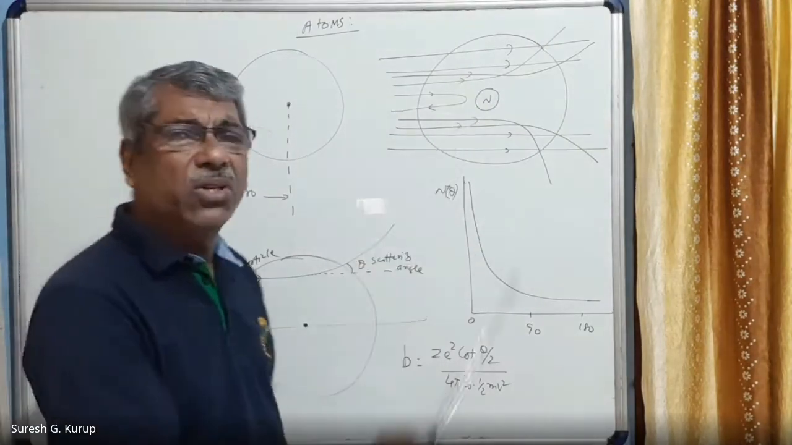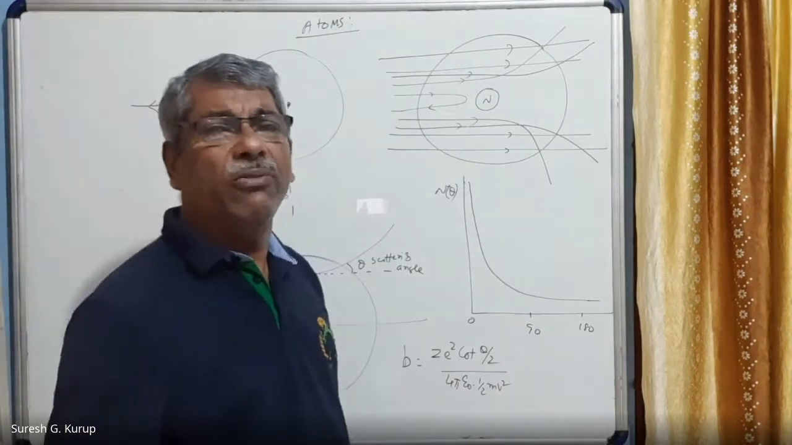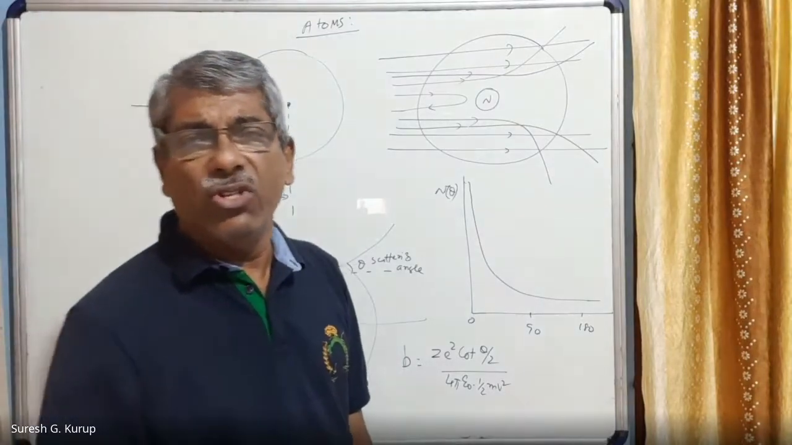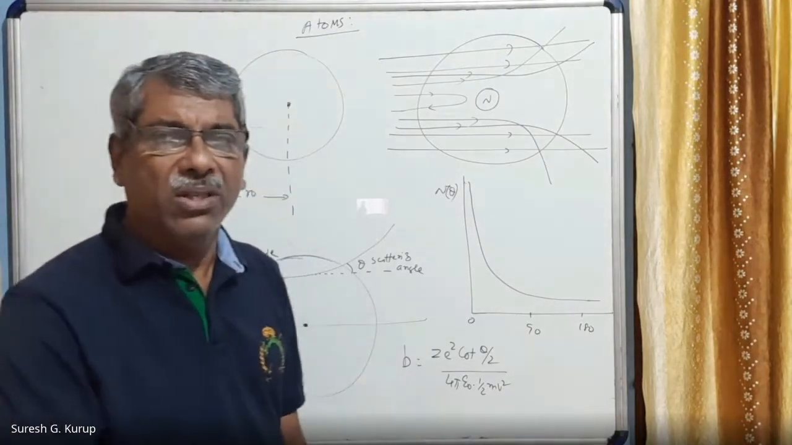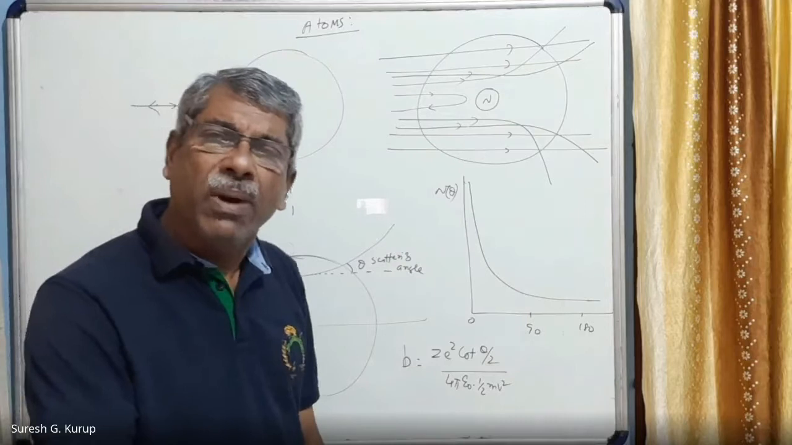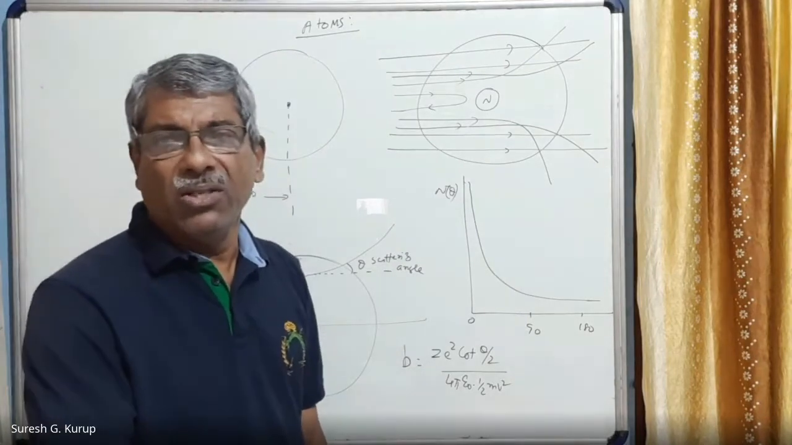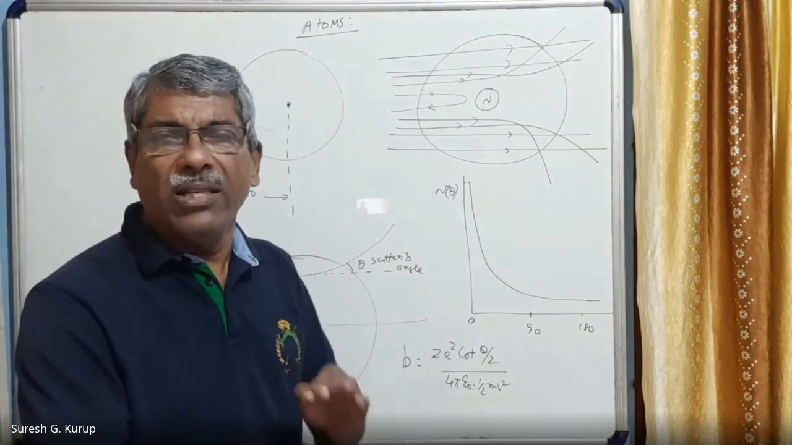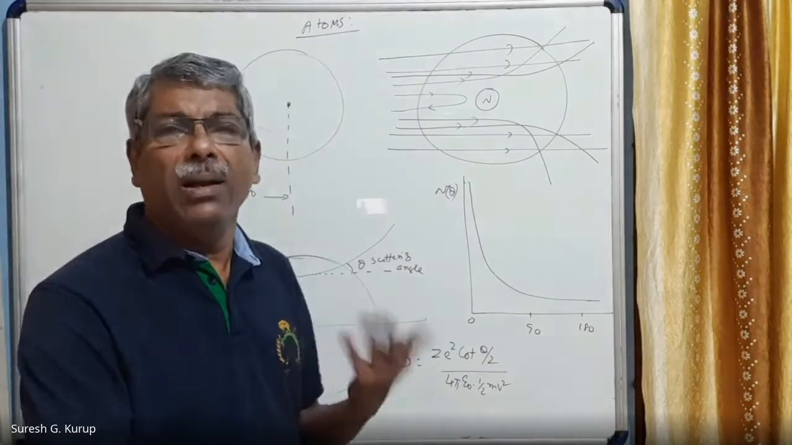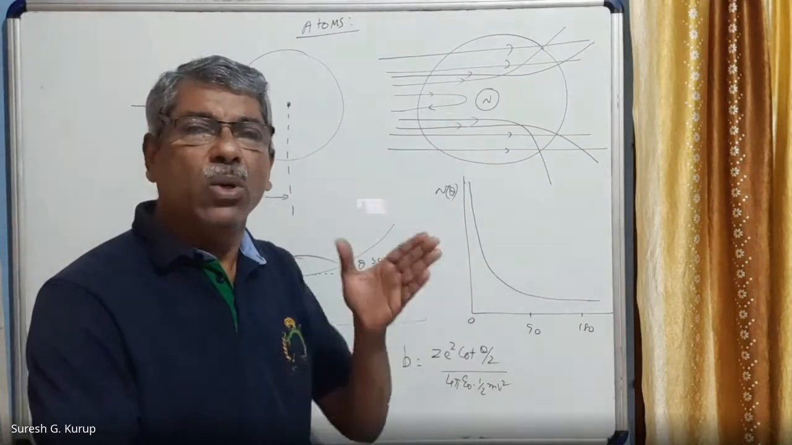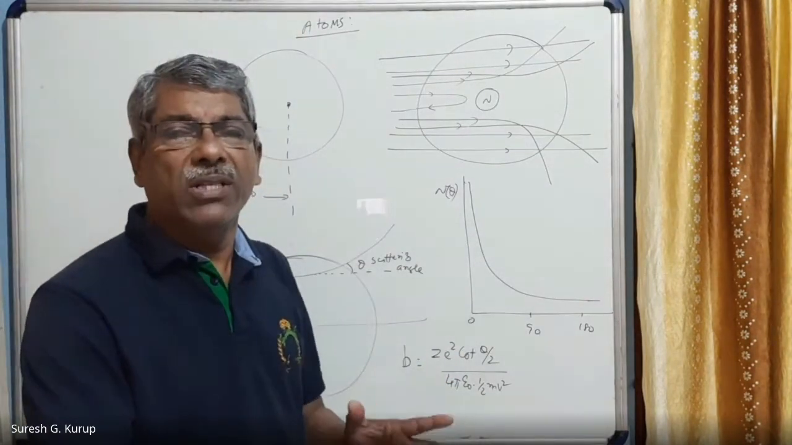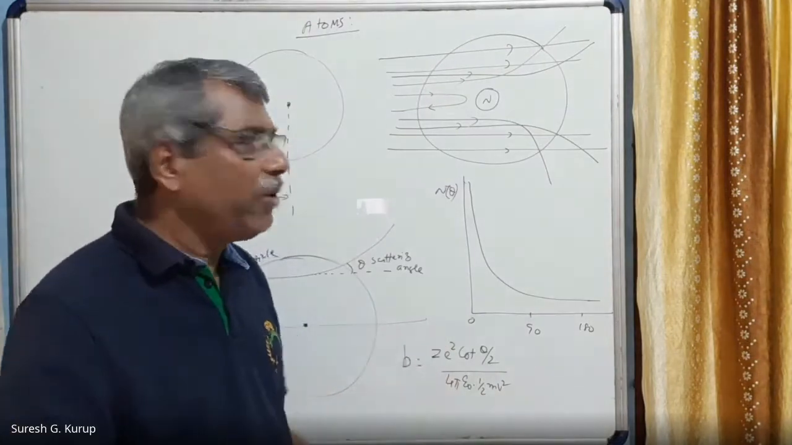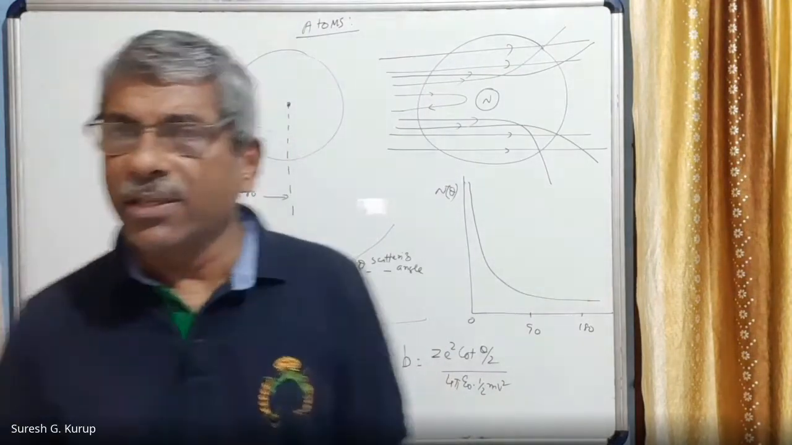This experiment is called the Rutherford-Geiger-Marsden experiment. It is also called the alpha particle scattering experiment. This is done with high speed alpha particles, and we use a gold leaf for the scattering experiment. Why is a gold leaf used? The reason is already explained.